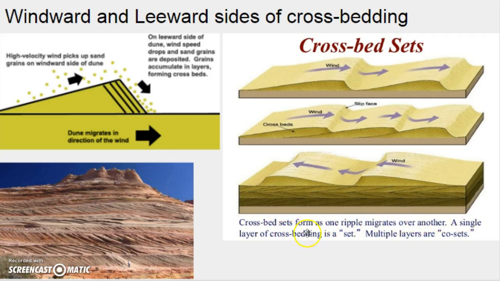A single layer of crossbedding is called a set, and multiple layers are called cosets. So notice you can actually have differences in your crossbedding. The slope is going to tell you the wind speed, and the direction of them is going to tell you the direction of the wind. So in this picture here, you can actually see crossbedding. You can see that the wind direction also changed along with the speed.